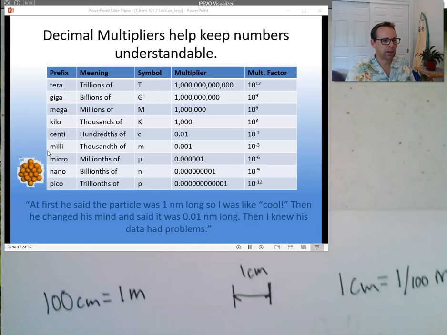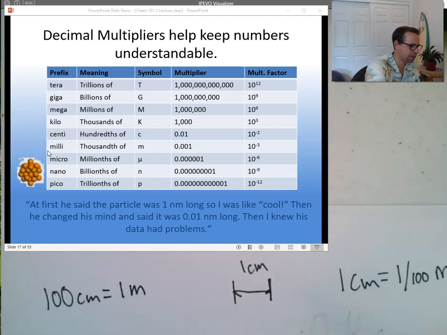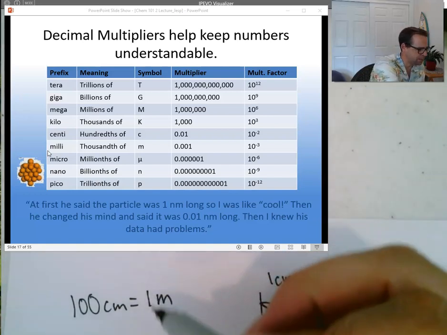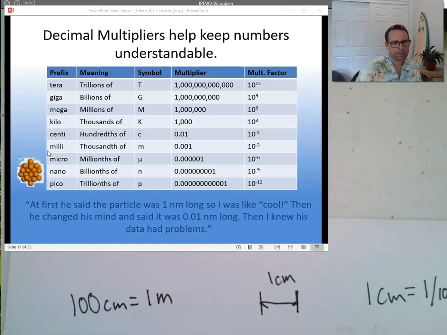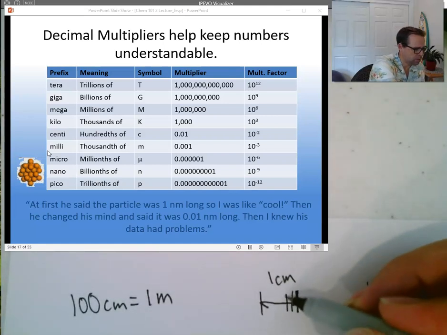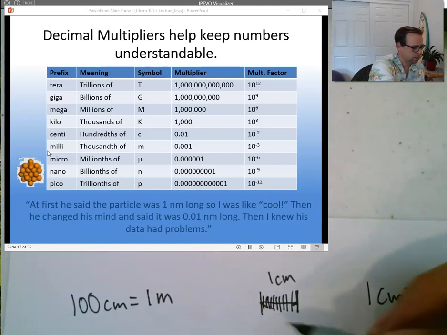A millimeter, how small is a millimeter compared to a centimeter? Or how many millimeters are there in a centimeter? There's 100. No, it's just 10. 1, 2, 3, 4, 5, 6, 7, 8, 9, 10.